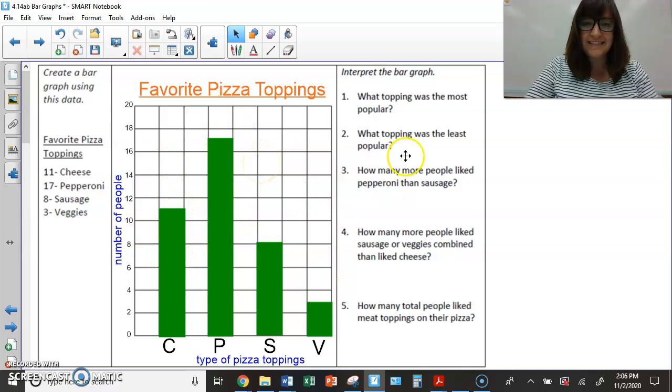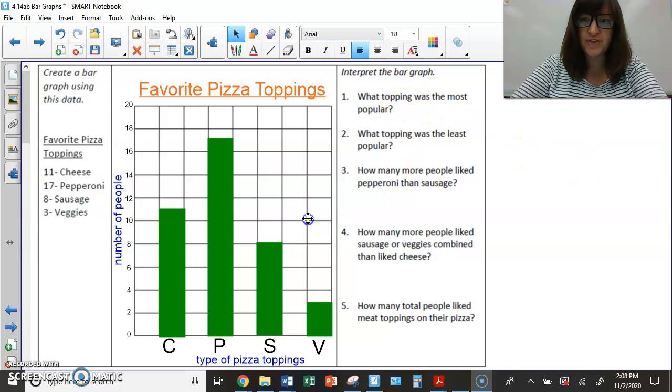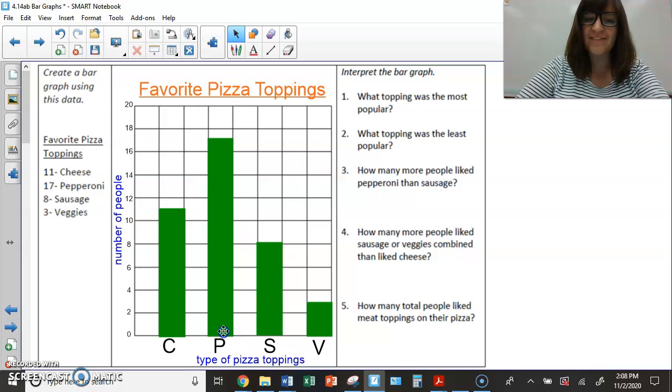So let's interpret this graph, which means let's look at it and let's use it to answer some of our questions. So the first question is, what topping was the most popular? So we can see on this graph that pepperoni is the most popular. Our second question says, what topping was the least popular? We can look over here and we can see that veggies were the least popular among the people.